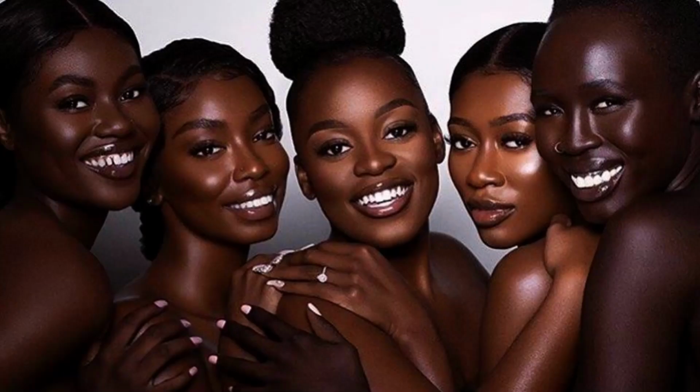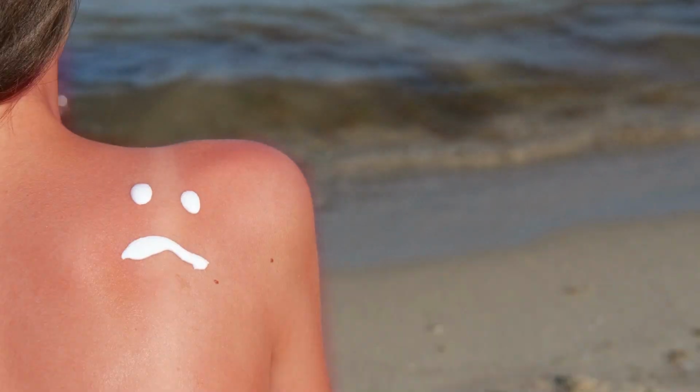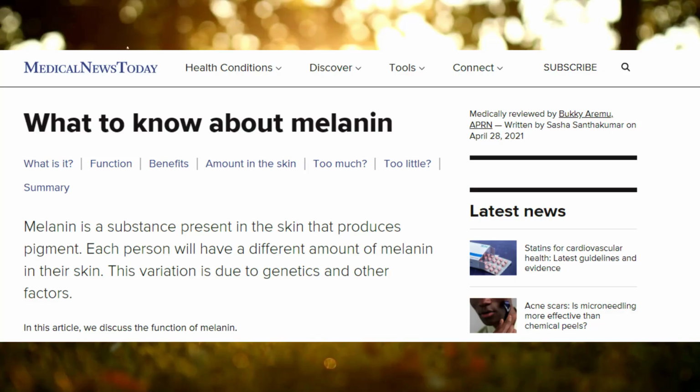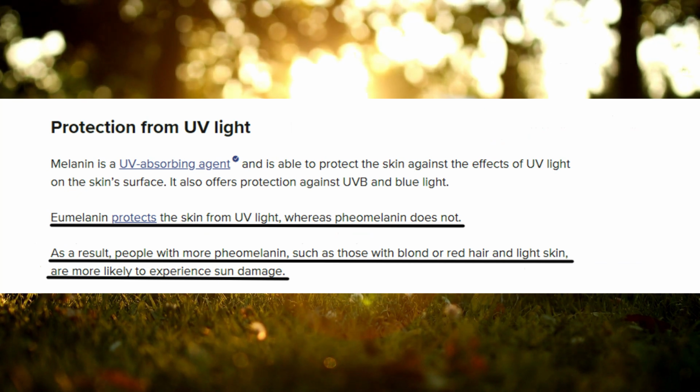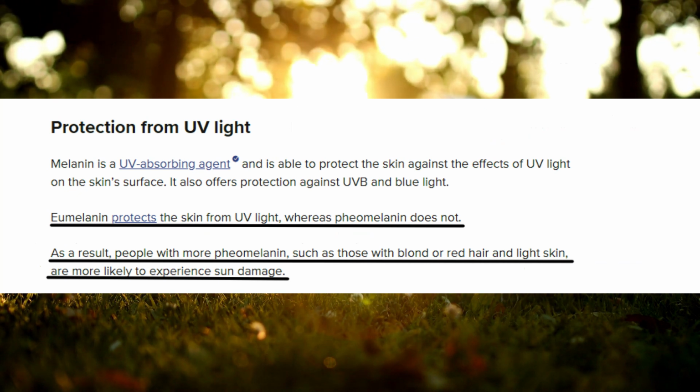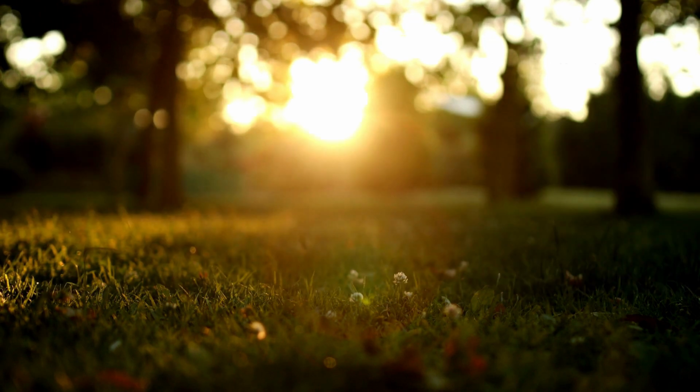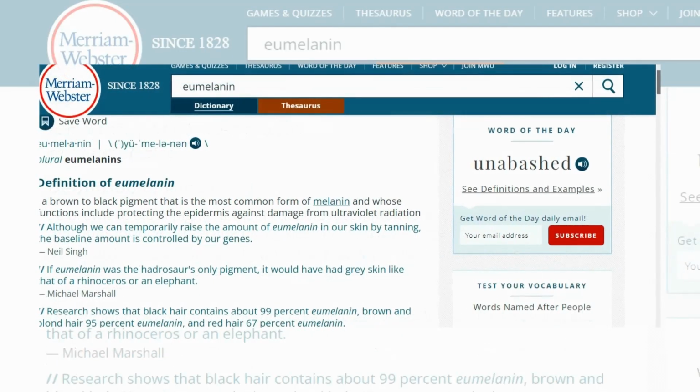People don't know that eumelanin, the pigment that gives dark skin its rich color, protects you in ways that pheomelanin cannot. Medical News Today states that, and I quote, eumelanin protects the skin from UV light, whereas pheomelanin does not. As a result, people with more pheomelanin, such as those with blonde or red hair and light skin, are more likely to experience sun damage. End quote.